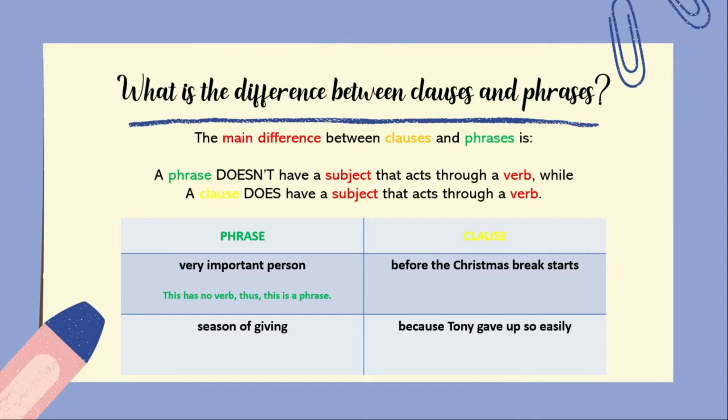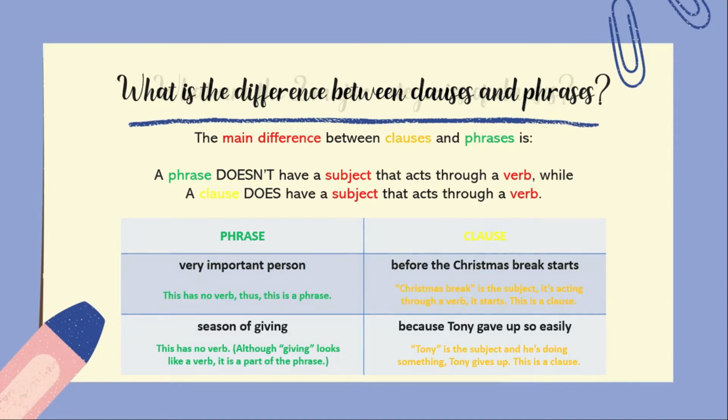Before the Christmas break starts. Christmas break is the subject. It's acting through a verb. It starts. This is a clause. Season of giving. This, again, has no verb. Although giving looks like a verb, it is a part of the phrase. Because Tony gave up so easily. Tony is the subject and he's doing something. Tony gives up. This is a clause.